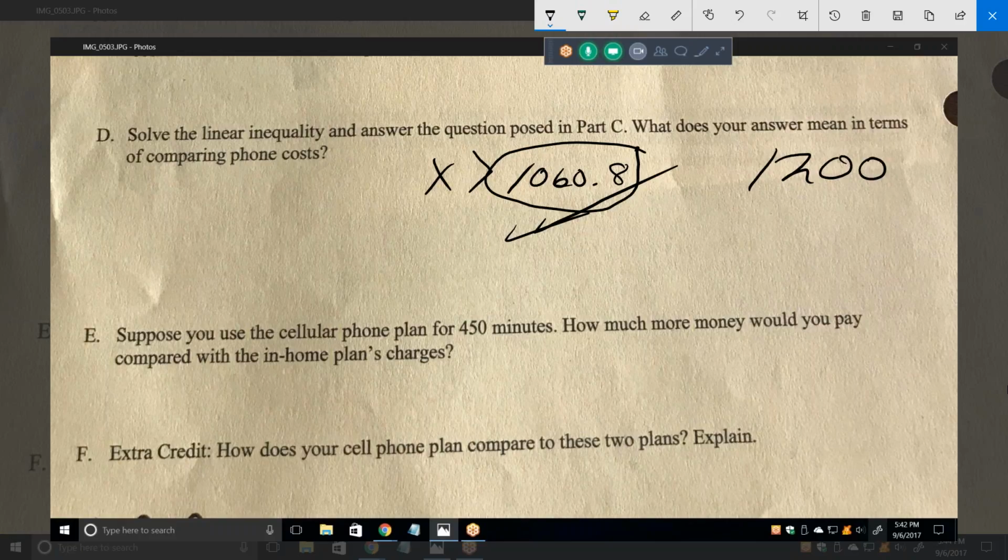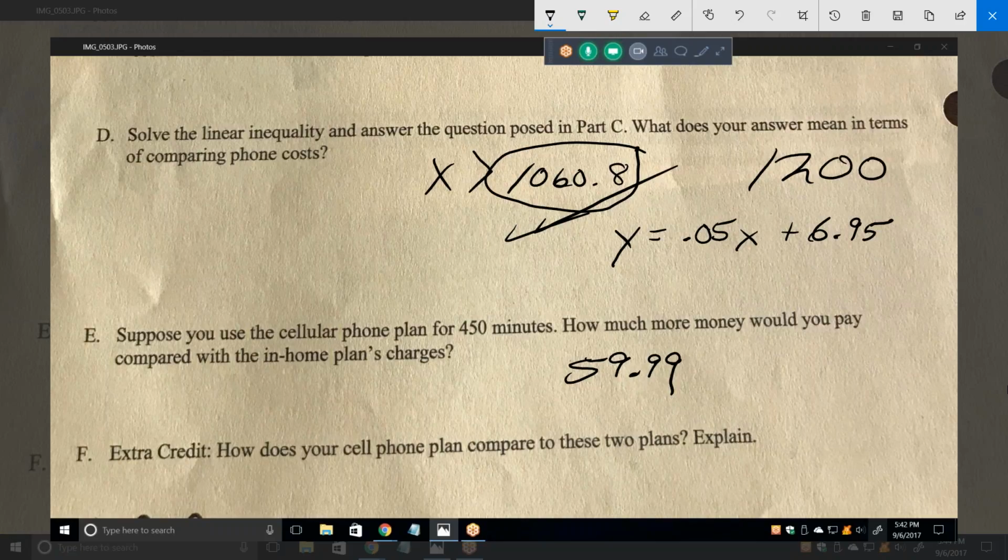Suppose you use the cell phone plan for 450 minutes. How much more money would you pay compared with the in-home plan's charges? Okay, we know what the cost is for the one-time plan, $59.99. So let's figure out what the cost would be for the other one, which was this plus, what was that? The fixed cost? 6.95, I think. No, it was 6.95.